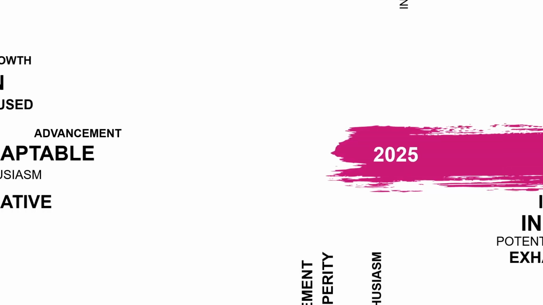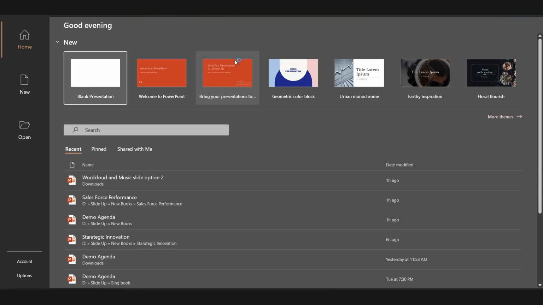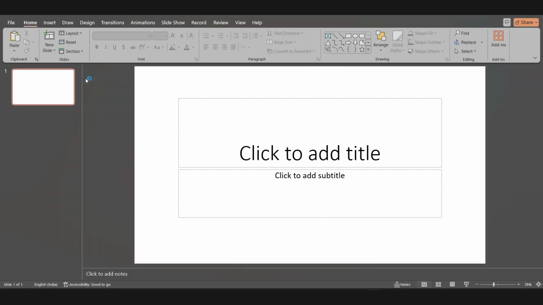Today we're going to learn how to create a visually stunning word cloud like this. Alright, let's get started. First things first, open up a brand new blank slide in PowerPoint. Now you'll see these little text boxes or placeholders on the slide. We don't need those for our word cloud, so let's get rid of them.